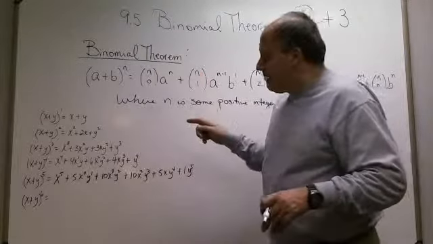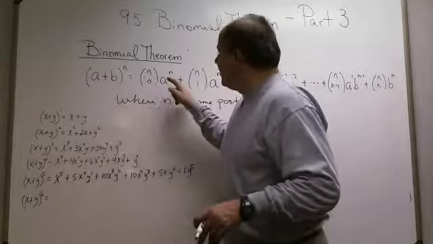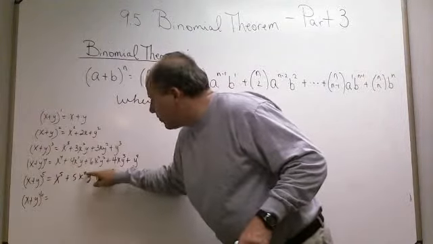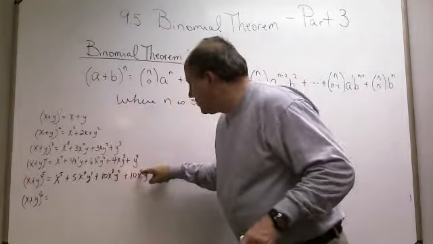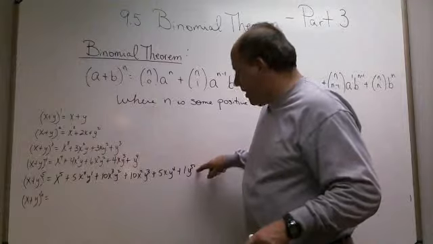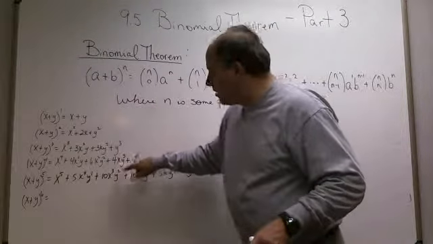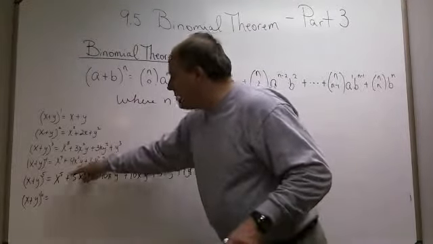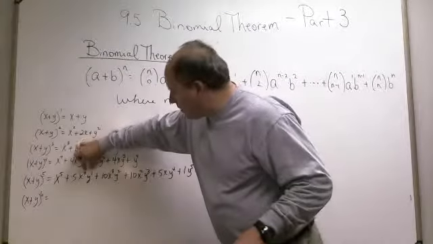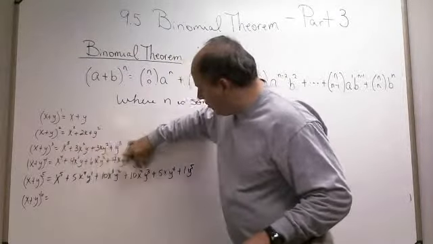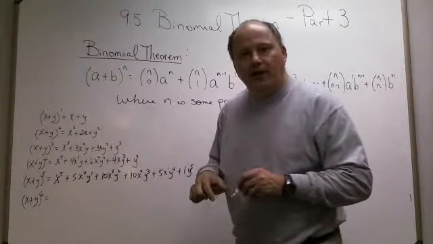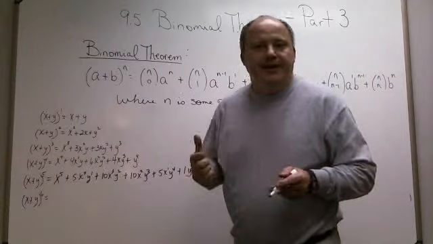If you look at my x's, it had x to the fifth, x to the fourth, x to the third, x to the second, x to the first, and no x at all. And then y is that in reverse: y to the fifth, y to the fourth, y to the third, y to the second, y to the first, and then no y. Okay? And if you look at the degrees on every one of them, 4 and 1, 3 and 2, 2 and 3, and this one would be 1 and 4, they all add up to the degree of n, in this case 5.